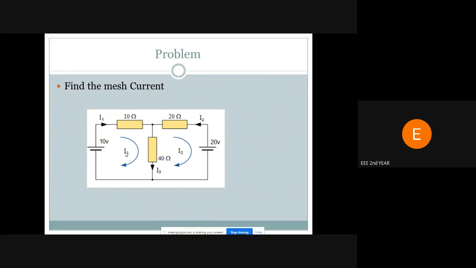For those meshes, we have to determine the current direction and the polarity for the voltage sources. The current direction must be chosen as clockwise. The mesh current does not flow in the anti-clockwise direction, right? For our assumption, it must always flow in the clockwise direction, right?